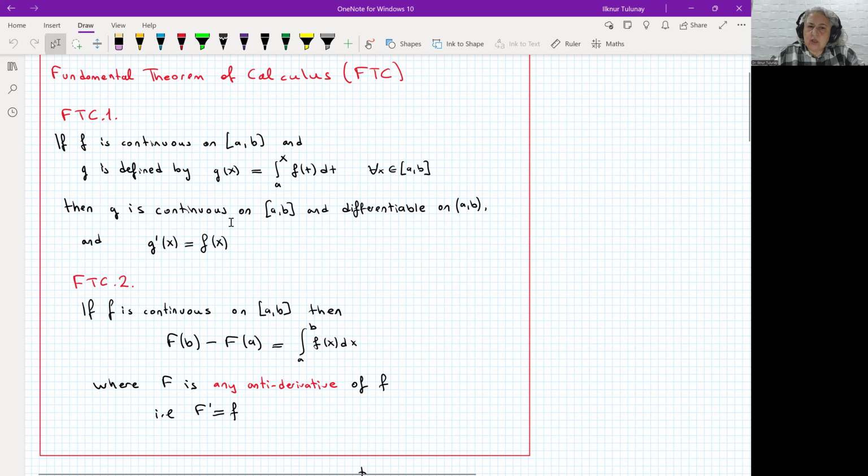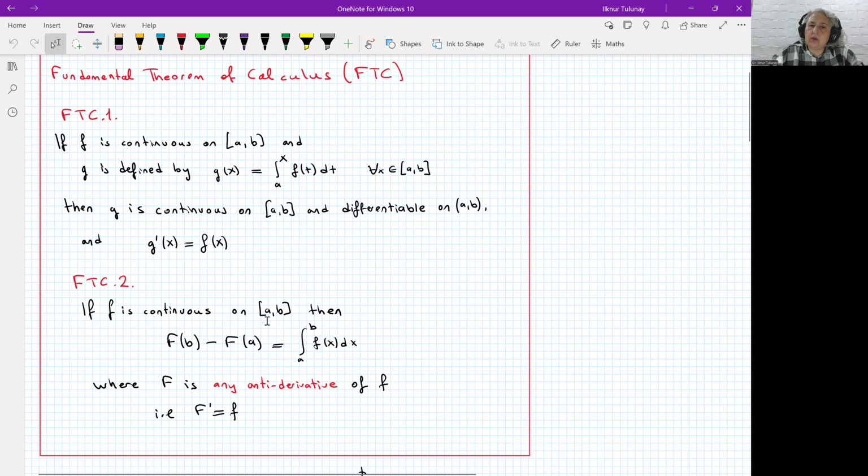If f is continuous on a, b, then g is continuous on the interval, and it is differentiable. Also, the derivative of g(x) is equal to f(x). So this theorem basically says that the integral and the derivative are reverse operations in some way. And the second part makes many things easier for us.